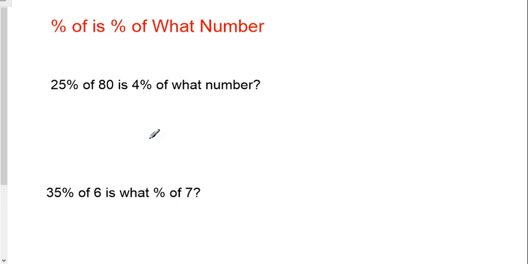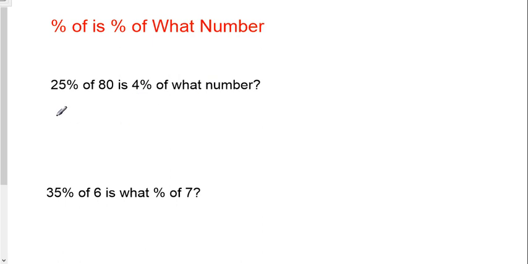Okay, in this lesson I will be teaching you a trick that pops up every once in a while on number sense tests. And basically it's set up like this. If you know the percent of the first number, you're trying to figure out what number, if you take 4% of it, is equivalent to this. So 25% of 80 is the same as 4% of what number is what we're trying to figure out.